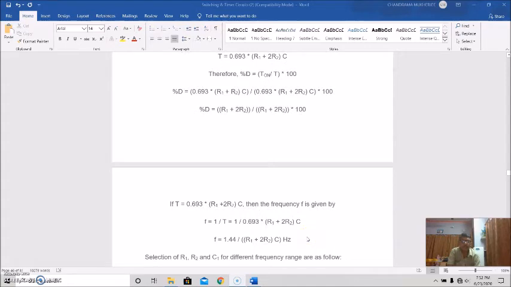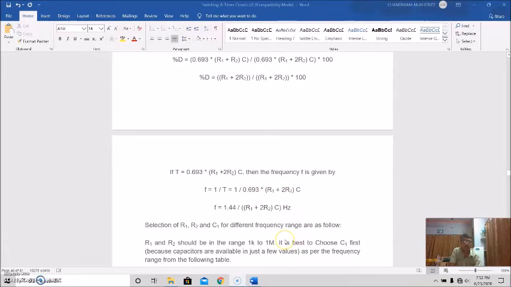Okay. So if T is 0.693 into (R1 plus 2R2) into C, then the frequency F is given by F equal to 1 by T, that is 1 by 0.693 into (R1 plus 2R2) into C. Therefore it will be 1.44 divided by (R1 plus 2R2) into C hertz.